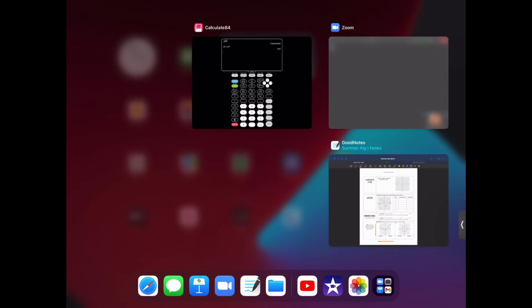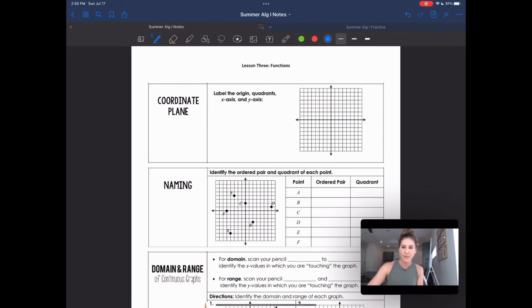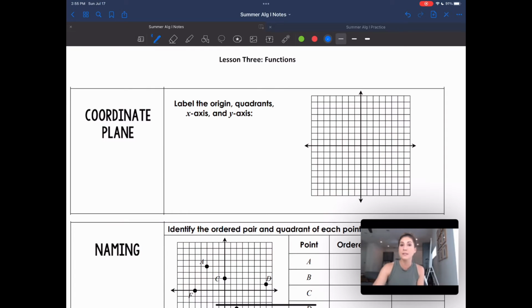So let me share my screen here. So functions are going to be a huge part of this year, and before we dive into what a function is, we're going to look at some stuff that you probably did learn last year over the coordinate plane. Okay, so you guys probably looked at graphing points, graphing what we call ordered pairs, and you learned about different parts of the coordinate plane. So let's make sure we have a good foundation on this before jumping into functions.